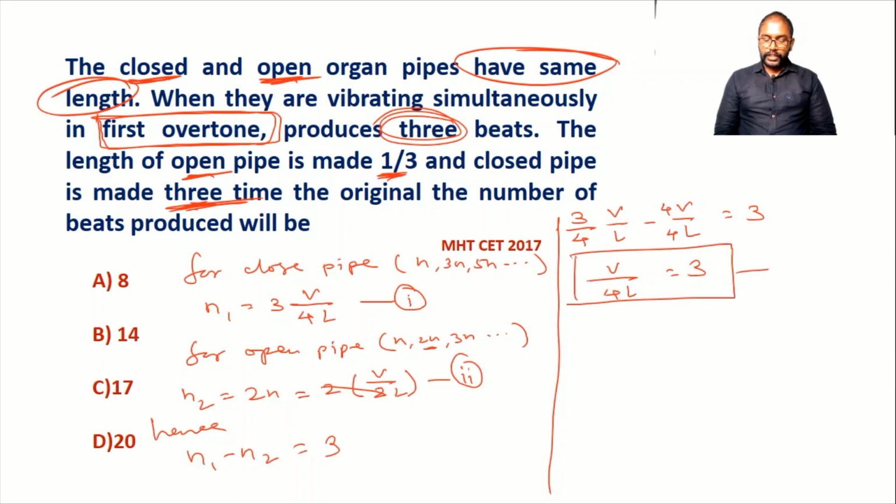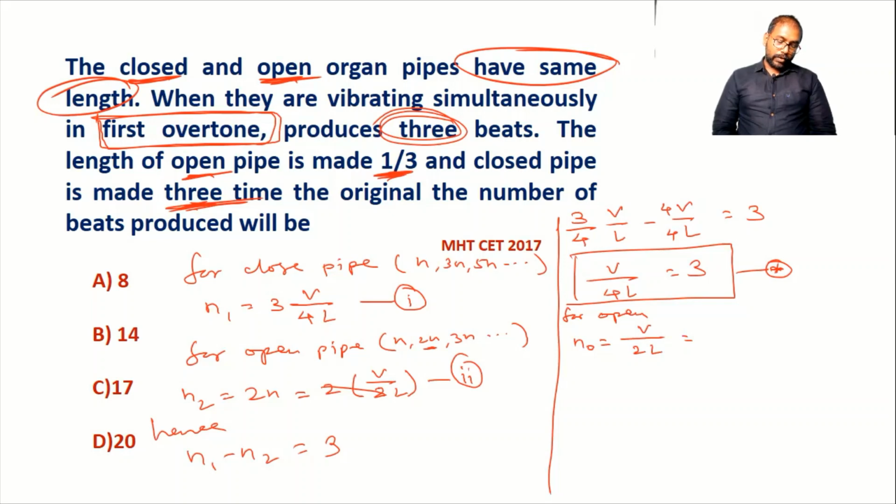So we have to use this in the next condition. Now after that, what is given next? The length of the open pipe is made 1/3. So for an open pipe, the fundamental frequency I can write as V by 2L.